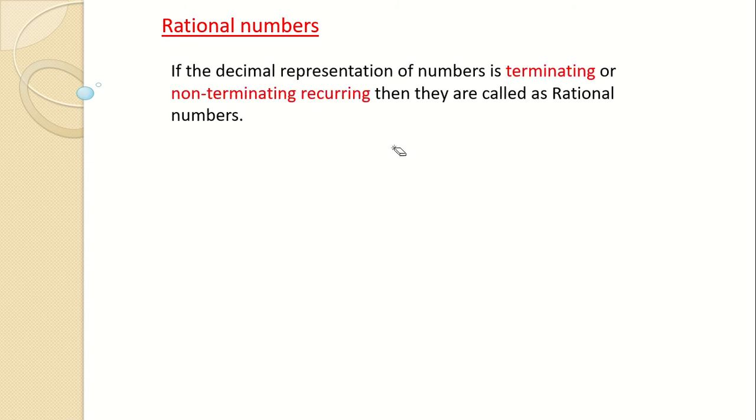Now we will come to the definitions of rational and irrational numbers. Rational numbers: if the decimal representation of a number is terminating or non-terminating recurring, then they are called rational numbers. Now what do you mean by decimal representation? Let us see. Let's say there's one number 1.5. So after the decimal point it stops, right? It doesn't go on. So it is called a terminating decimal representation.